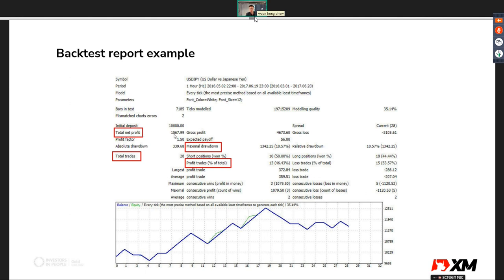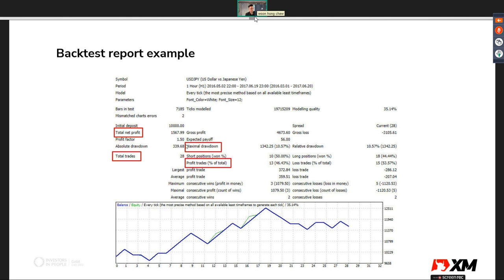You can see that the initial deposit is $10,000, and then the total net profit is $1,567, the gross profit is 4.6K, and the gross loss is negative 3K. So what is important is your total net profit or loss. All these profit factors, expected payoff, you wouldn't have to worry much about.